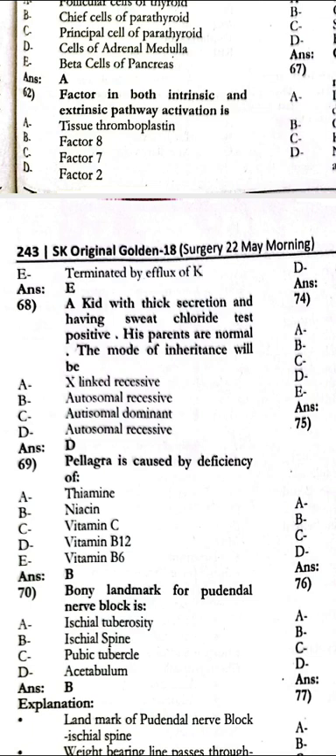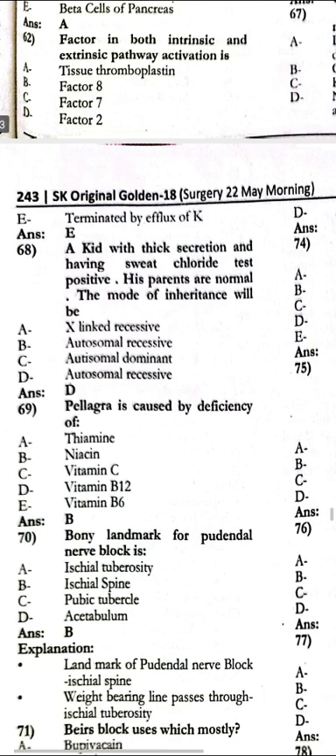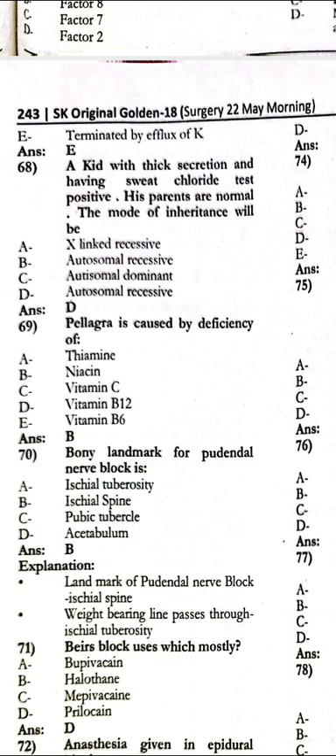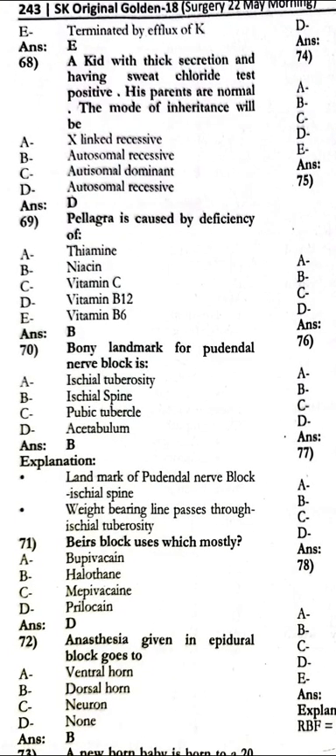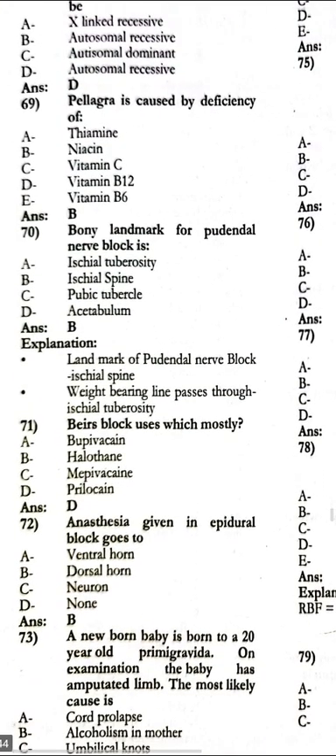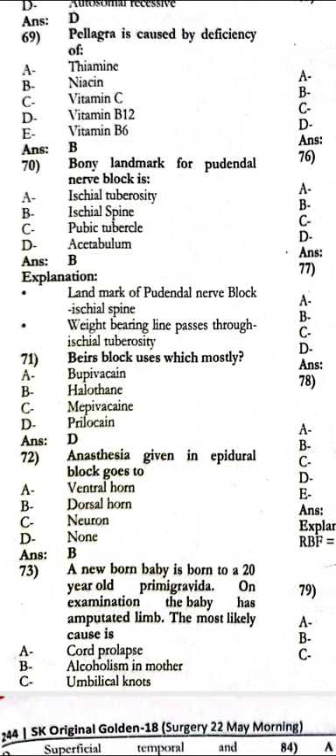A kid with thick secretions has a positive sweat chloride test. His parents are normal. The mode of inheritance would be autosomal recessive. Pellagra is caused by deficiency of niacin. The bony landmark of the pudendal nerve block is the ischial spine. The Bier block uses which drug? Mostly that is prilocaine.